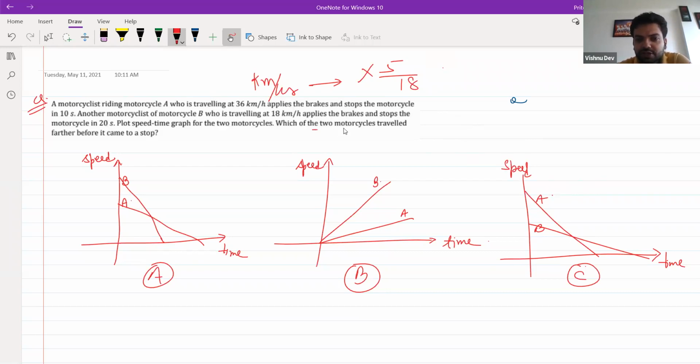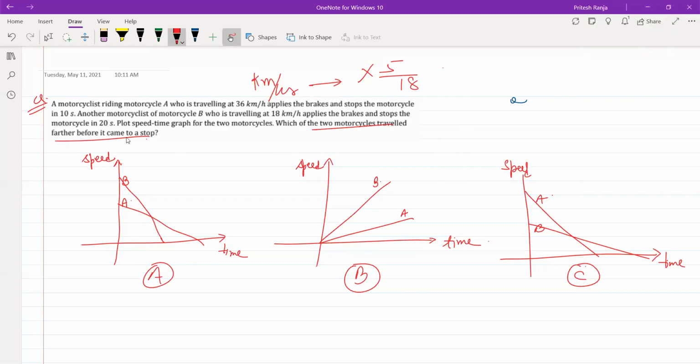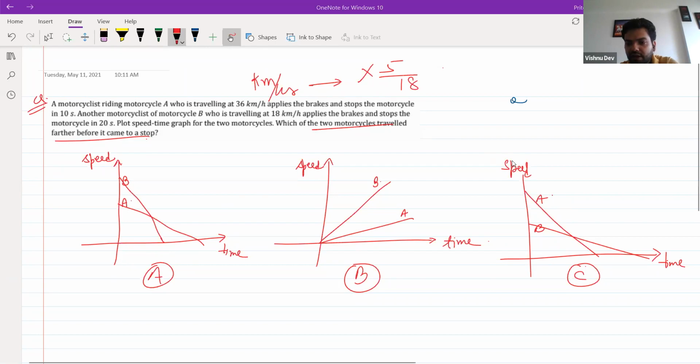Which of the two motorcycles traveled farther, A or B? B. Okay, and how did we find that? You can just find out the areas. Yes. So this third one is the correct one. What I will do is remove A and B and let's work on the third one.